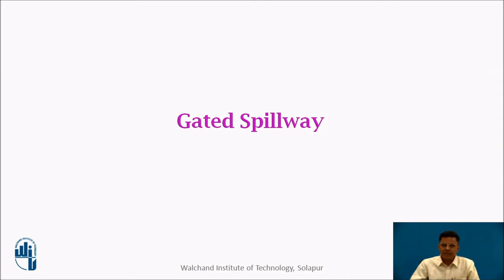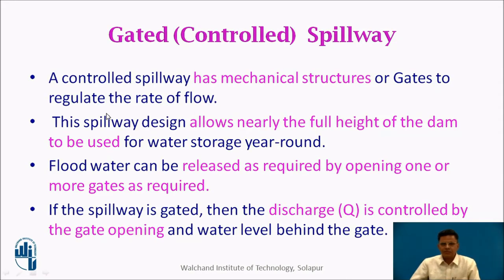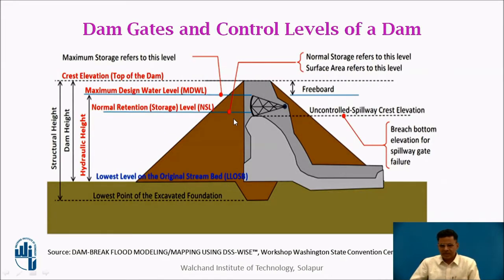Now we will start discussions with gated spillways. Let us have brief information on gated or controlled spillways. A gated spillway has a mechanical structure to control the water. This spillway design allows nearly the full height of the dam to be used for water storage year round. What it means is that water is not only stored up to the crest level of a dam, but at the end of monsoon one can store water even up to the top of this gate. So this storage is available only due to the provision of gate. This advantage is not available in case of ungated spillways.